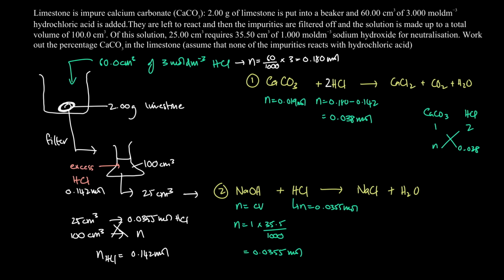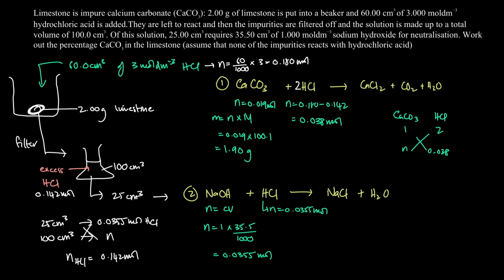Now that we know the number of moles of calcium carbonate, we can figure out the mass of calcium carbonate that was present in the limestone, because in the first reaction, all the calcium carbonate reacted with the HCl. HCl was used in excess. So the mass of calcium carbonate is the number of moles times the molar mass. The number of moles is 0.019 and the molar mass is 100.1 for calcium carbonate. So this comes out to 1.90 grams of calcium carbonate. So we had 1.90 grams of calcium carbonate in the initial 2-gram sample of the limestone.